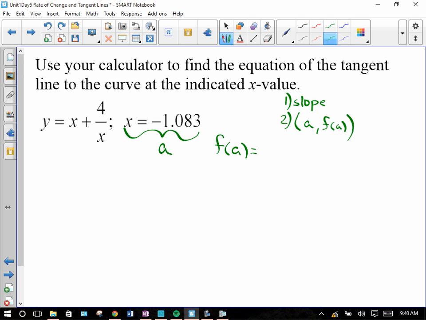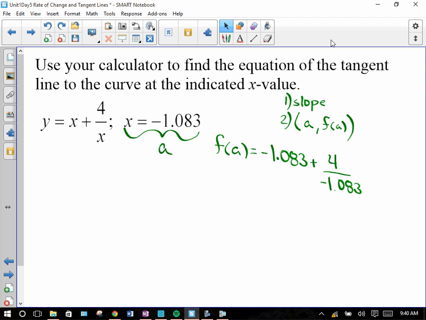How do you find f of a? F of a just means f of x is this, so we just plug in our a value for x. So f of a is equal to negative 1.083 plus 4 divided by negative 1.083. I'm just going to leave that there for right now.